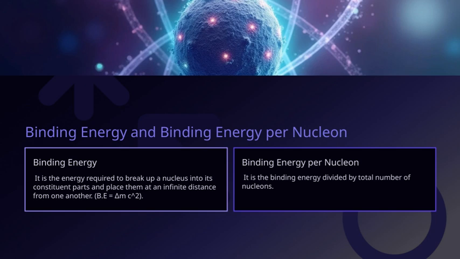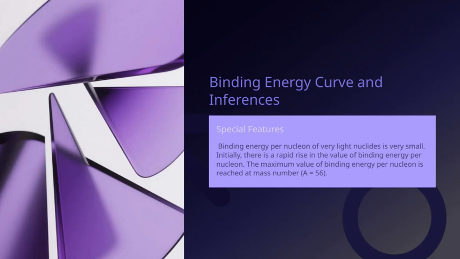Understanding these ideas helps us grasp why certain isotopes are more common or more stable than others, and how nuclear energy can be harnessed. Let's take a closer look at the binding energy per nucleon for very light nuclides. Initially, you'll notice that this value is quite small, which means these nuclei are not very stable. However, as we move to slightly heavier nuclei, there is a rapid increase in the binding energy per nucleon. This rise indicates that the nuclei become more stable as they gain more nucleons.